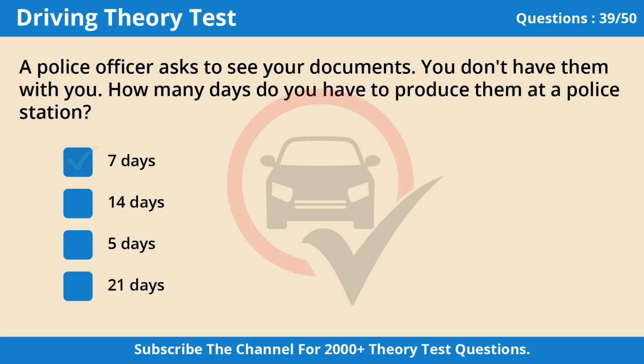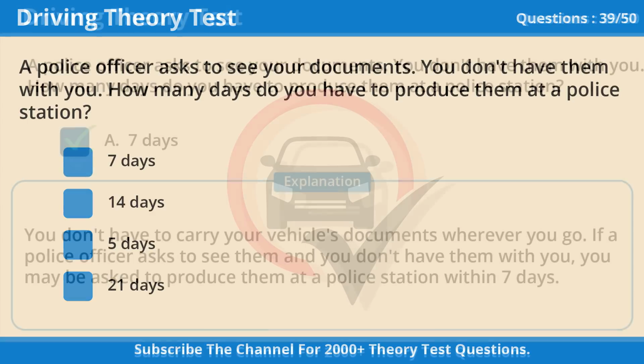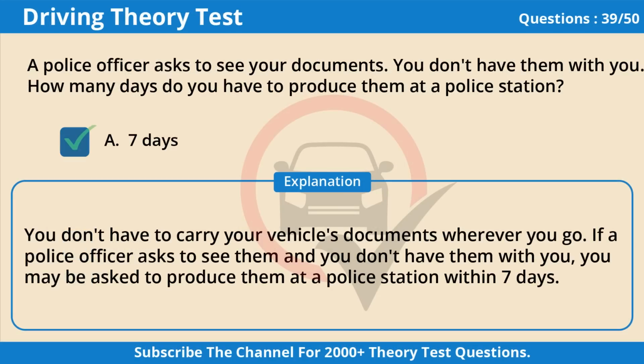A. 7 days. You don't have to carry your vehicle's documents wherever you go. If a police officer asks to see them and you don't have them with you, you may be asked to produce them at a police station within 7 days.